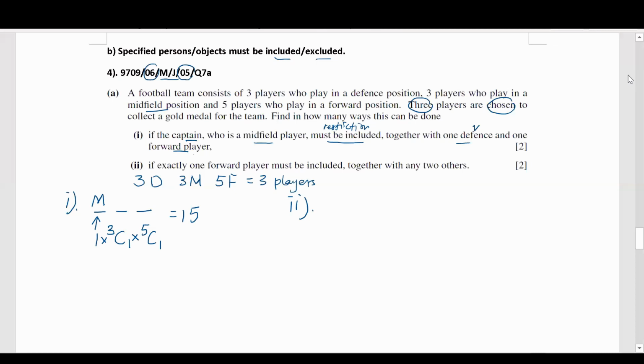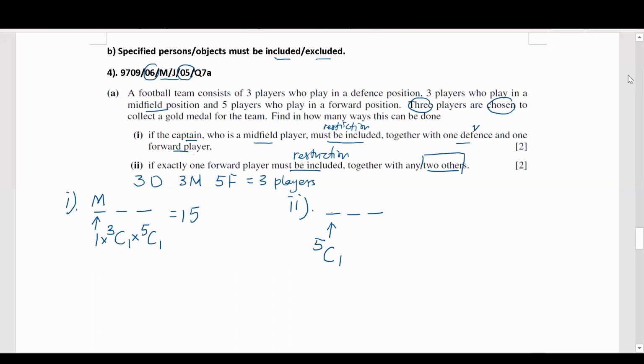If exactly 1 forward player must be included. So this is the restriction, together with any 2 others. Same thing, we have 3 different places here. And they must have exactly 1 forward player. So there are 5 forward players, and we simply choose 1. So the number of ways is 5C1. All right. And then together with any 2 others.